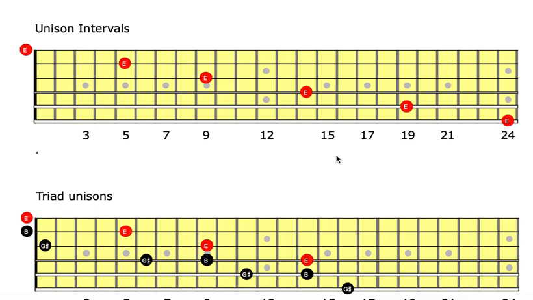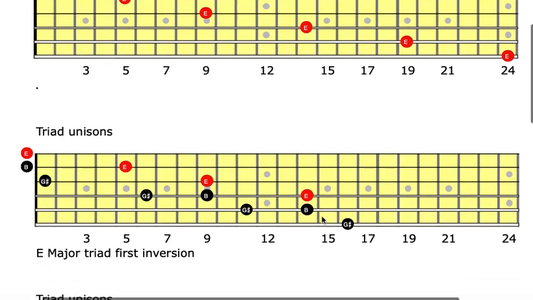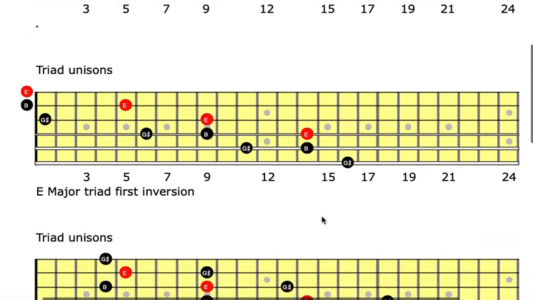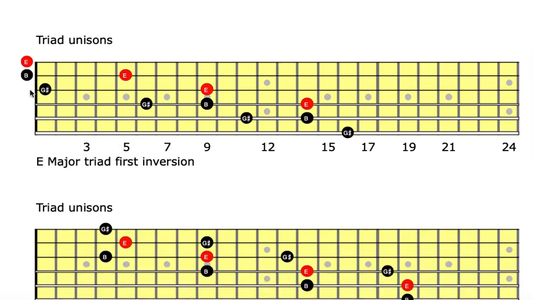Besides just playing them, here we go. We're going to demonstrate using triads. Triads, let me go up. So I have this one. This triad is an E major triad. It's in the first inversion.